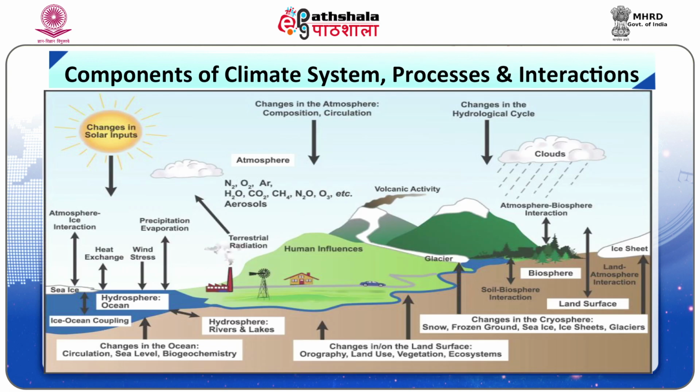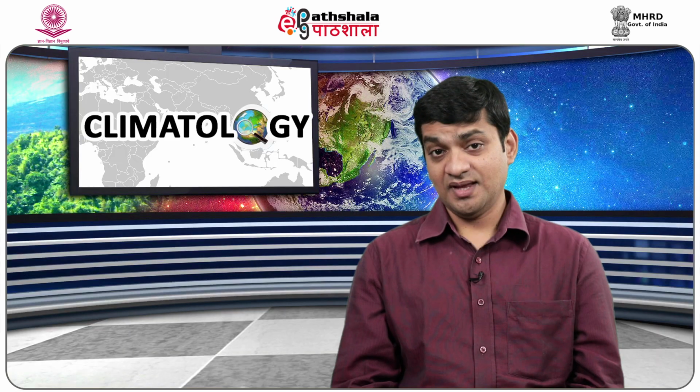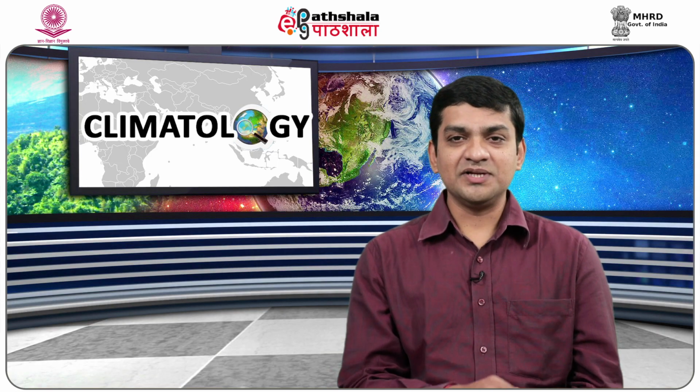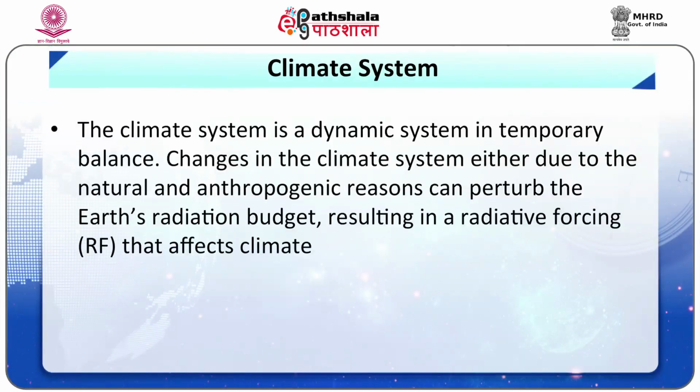The long-wave radiation emitted from the Earth's surface is largely absorbed by the radiatively active gases like water vapor, carbon dioxide, methane, nitrous oxide, and other greenhouse gases. The downward directed component of this long wave radiation heats the lower atmosphere, and this process is popularly called the greenhouse effect. Another interesting concept with regard to climate change is climate forcing. We know that the climate system is a dynamic system in temporary balance. Changes in the climate system, either due to natural or anthropogenic reasons, can perturb the Earth's radiation budget, resulting in a radiative forcing.